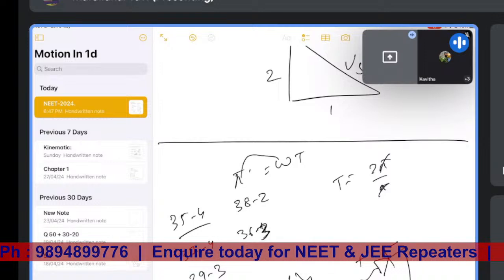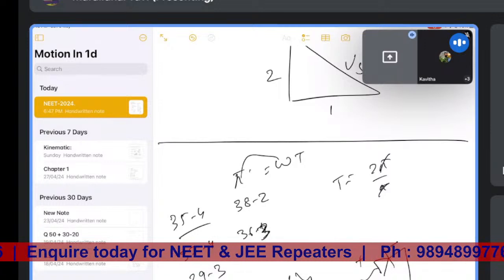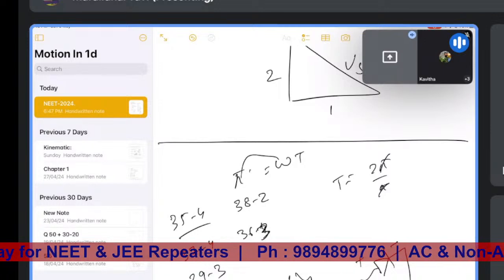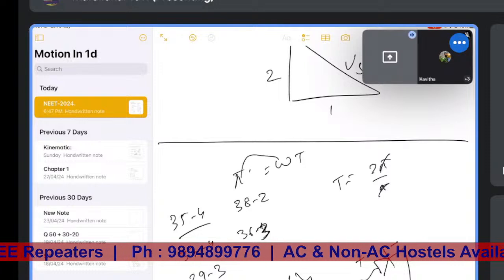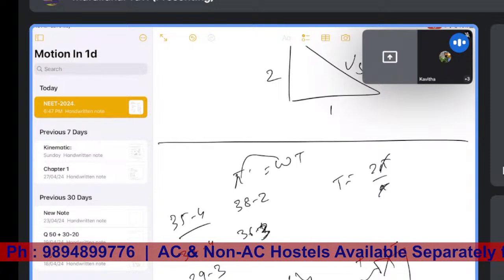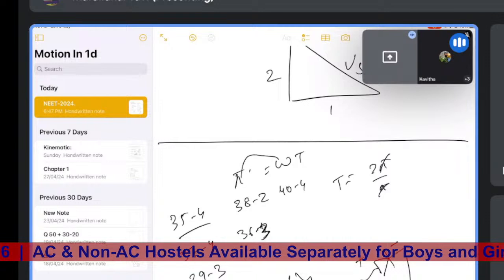Then C, its capacitance increases. So A, C are right. So option 4. Question number 40, I'll go for option 4.